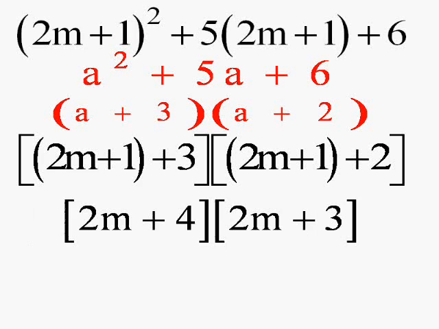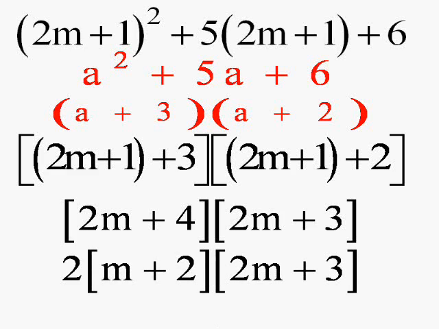But remember, your last step is then always look, see if there's any further factoring you need to do. In this case, there's a common factor of 2 out of the 2m plus 4, so that common factor goes out the front.